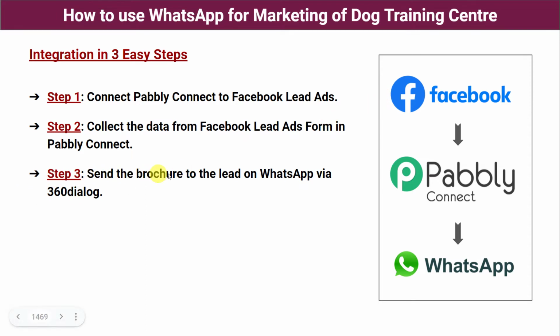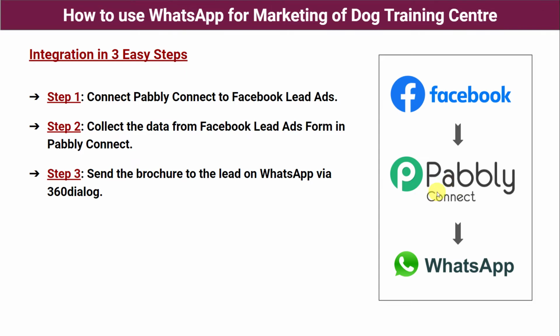Step 3. Send the brochure to the lead on WhatsApp via 360 dialog. At step 3, whatever data Pabbly Connect has captured from the Facebook lead ads form, the same data will be used and your dog training center brochure will be sent on the WhatsApp number of the customer. Here we are going to use the 360 dialog software application for sending the messages on WhatsApp. In this way, we are going to create an integration between Facebook lead ads and WhatsApp using Pabbly Connect.